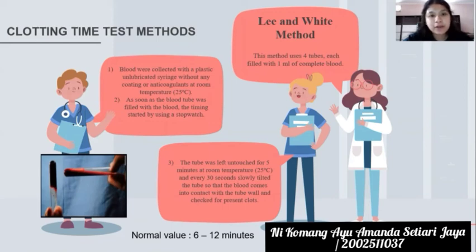Firstly, blood was collected with a plastic unlubricated syringe without any coating or anticoagulants. As soon as the blood tube was filled with the blood, the timing started by using a stopwatch. The tube was left untouched for 5 minutes, and every 30 seconds slowly tilted to see if there are any clot formations. The normal value for this method is 6 until 12 minutes.